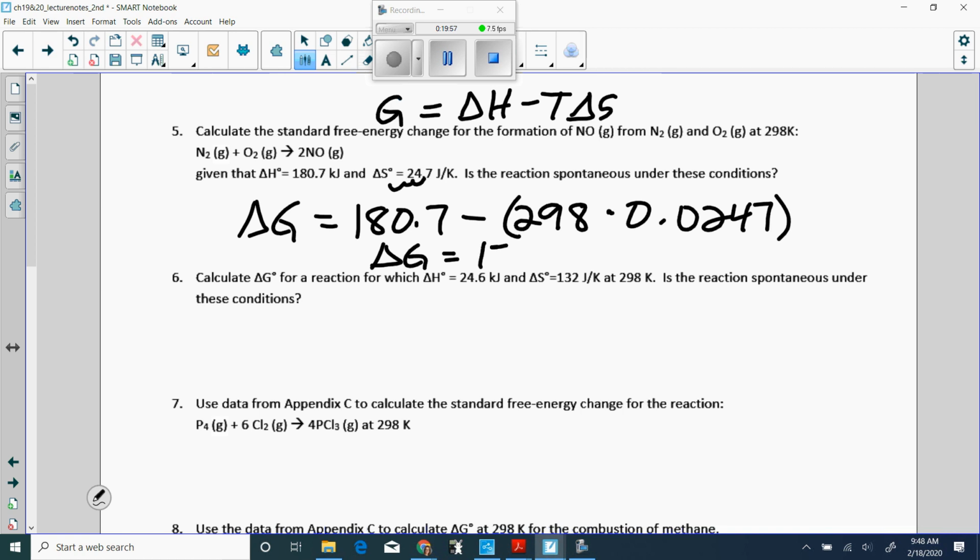173. Positive delta G means it's non-spontaneous. If I wanted to, I could calculate my K. It'd be less than 1. My equilibrium lies to the left. Look at these reactants that nothing happened to.